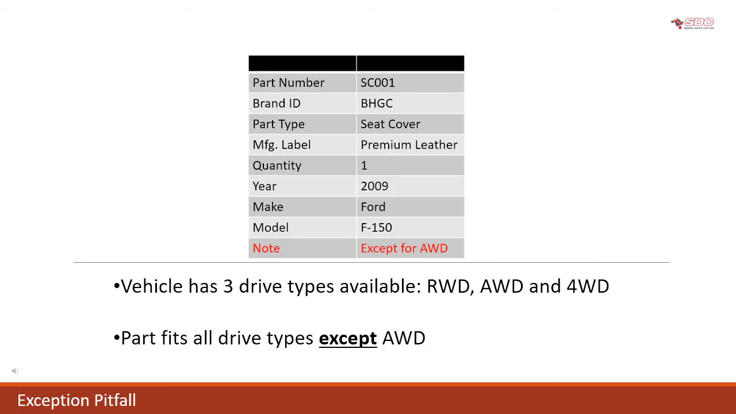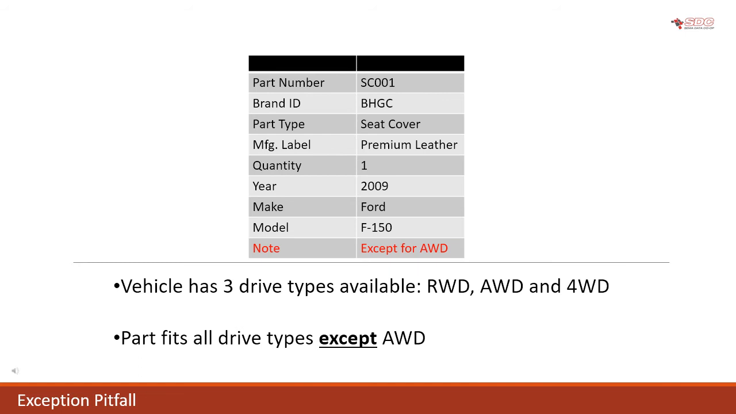Next, let's go over another pitfall, the exception pitfall. Here on the screen is an example where we have a product that actually fits all of the drive types for a certain vehicle except the all-wheel drive. Now, e-catalogs do not deal with exceptions very well. So, as listed here on the screen, it's just been added as a note, except for all-wheel drive. The preferred method here would be to explicitly state which drive types do fit the vehicle and then map those applications out.